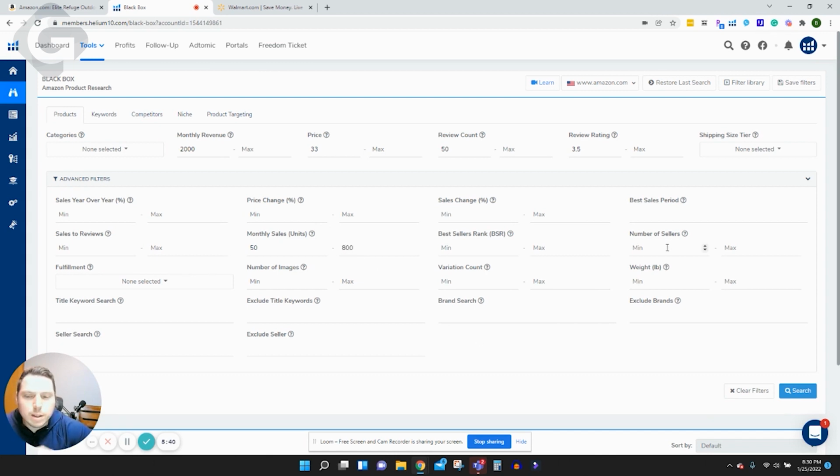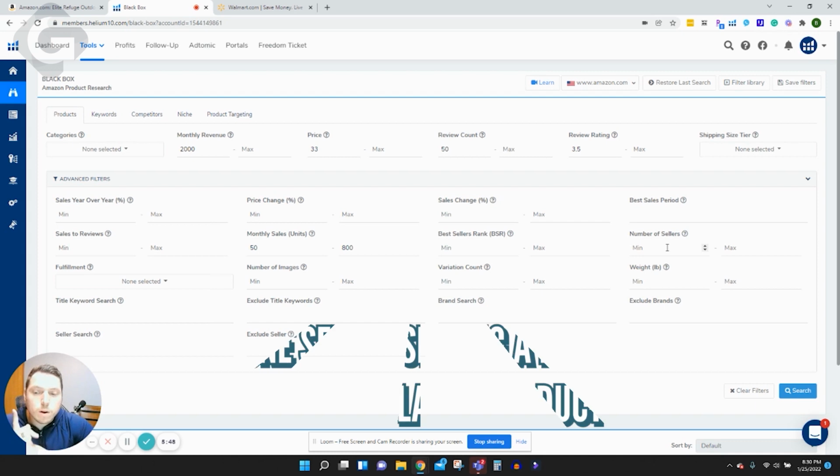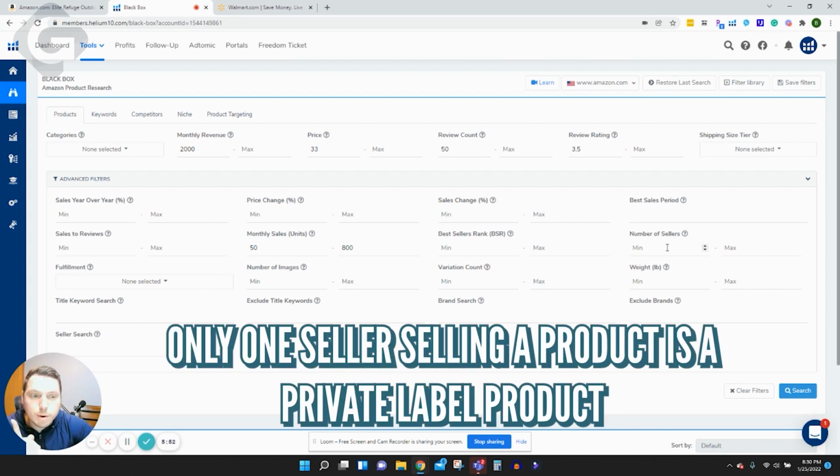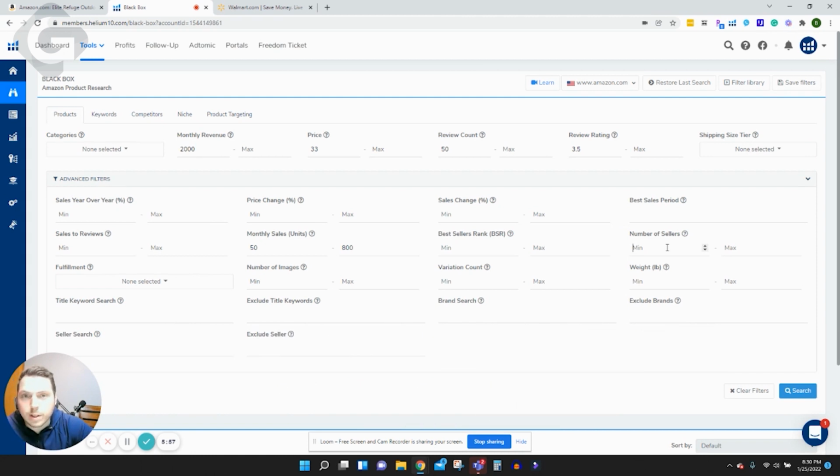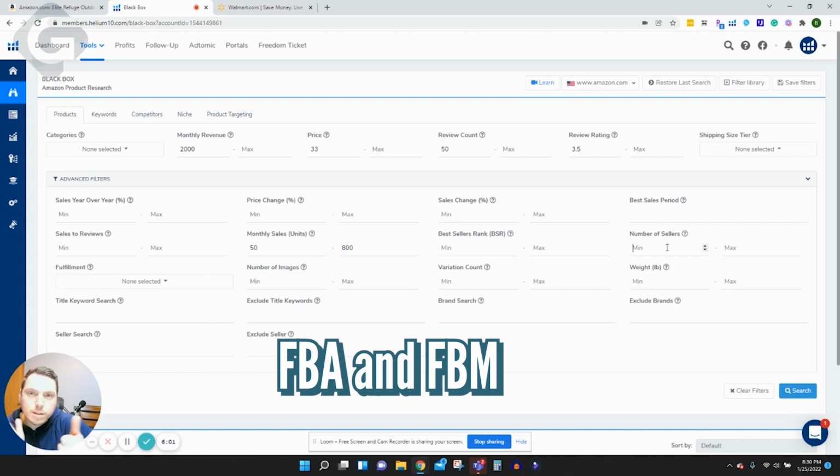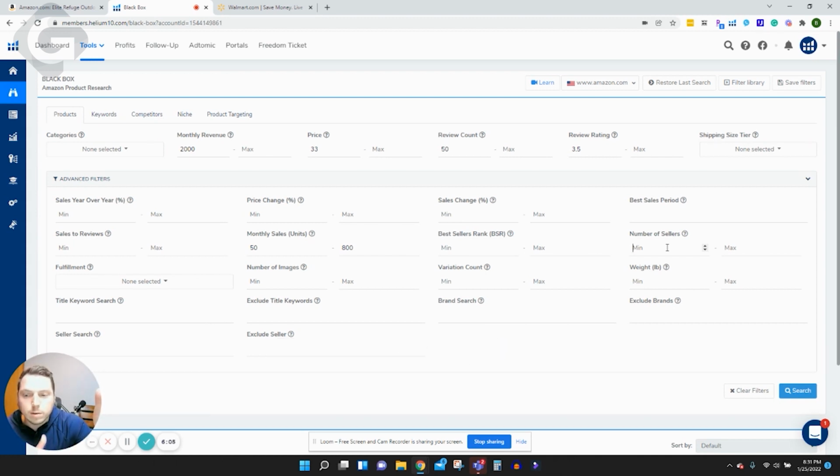Okay, this is probably the most important part of this. Number of sellers. This is crucial. If you see products that have one person selling them, that's a private label product. Sometimes even two sellers selling it. People that have private label products, sometimes they'll be FBA and they'll be FBM on the same listing. That way, when they're out of stock in FBA, it automatically still keeps that listing live for FBM. So if you have two, there's a chance that's still a private label product.